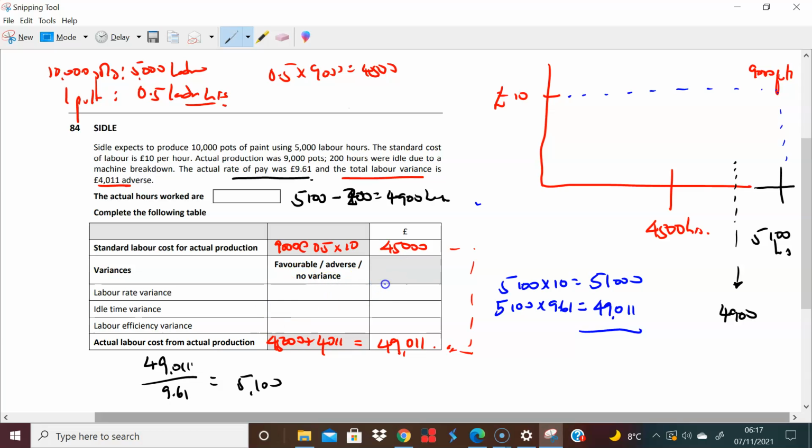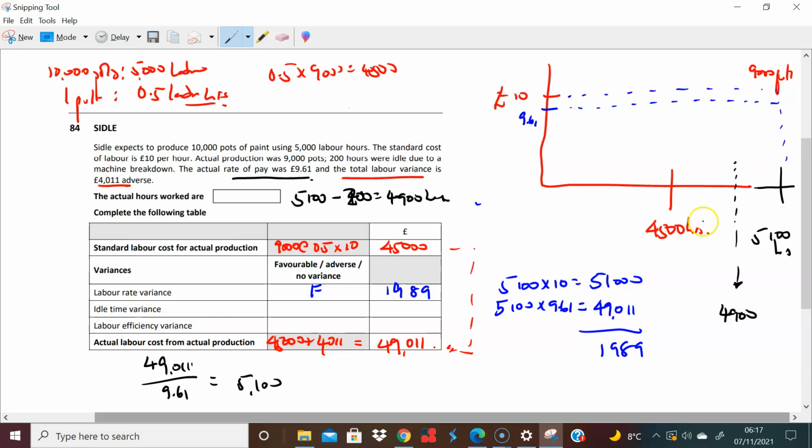The difference is 1,989. This is a favorable variance, 1,989. That's the first thing that we need to recognize. Technically, 9.61 would be here. That's what you've really done, isn't it? You have that difference. In terms of efficiencies now, we can really kind of go to town.